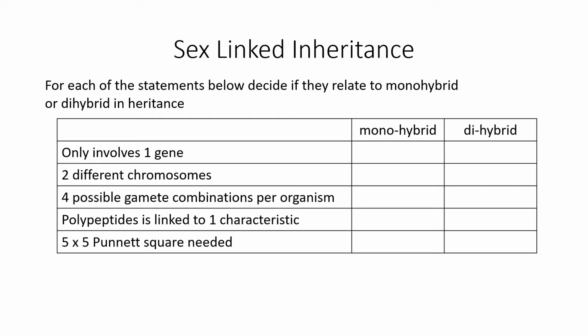answers. So if it only involves one gene, it is monohybrid inheritance. If we're looking at two different chromosomes, then we are looking at dihybrid inheritance. If we have four possible gamete combinations, we are again looking at dihybrid inheritance. Polypeptide is linked to one characteristic. Well, one characteristic will feed back to one polypeptide, which is coming from one amino acid sequence, which is one gene. So it's monohybrid, and a 5x5 Punnett square is needed when we do a dihybrid inheritance. For monohybrid inheritance, you need a 3x3 grid.